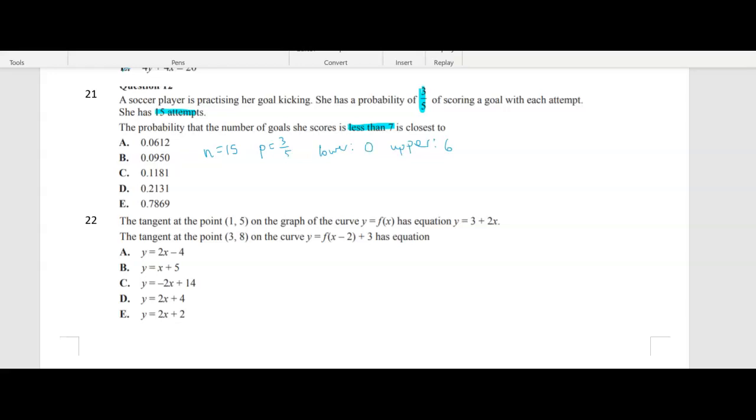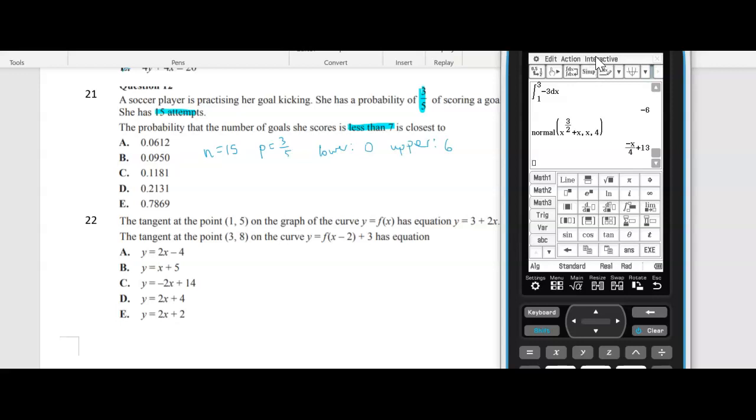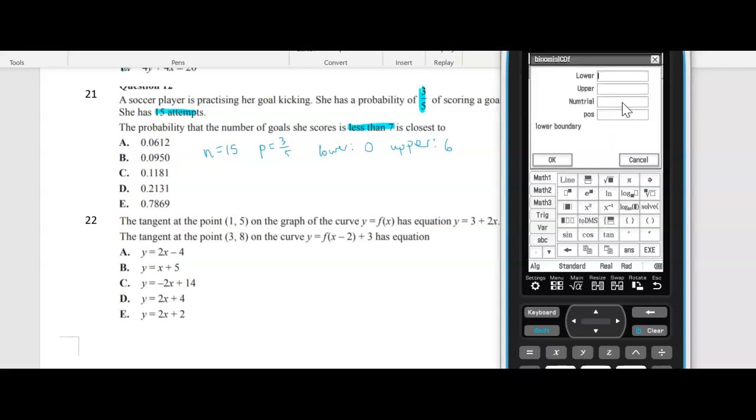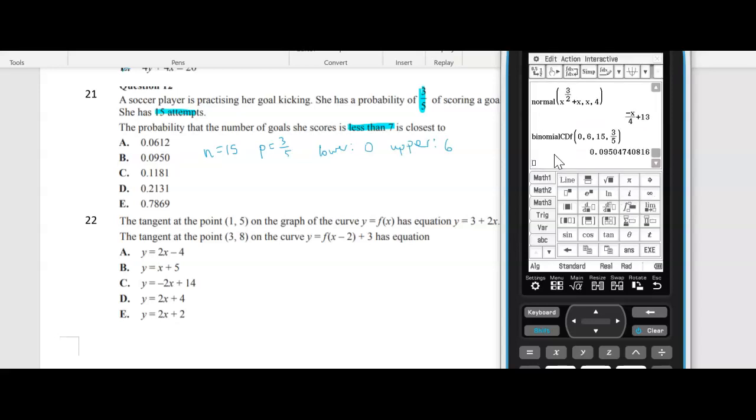So on your calculator, not a hard question, but they would have just made a mistake with that "less than". All right, so our lower limit is 0, our upper limit is 6, our number of trials is 15, and our probability of success is 3/5.